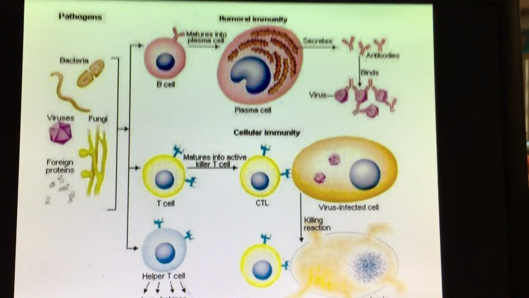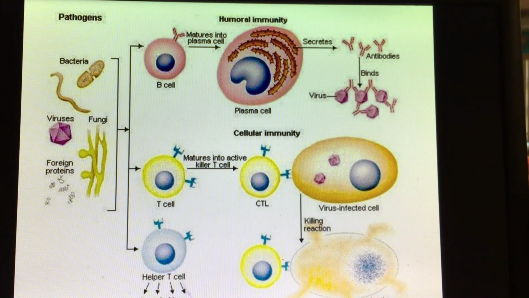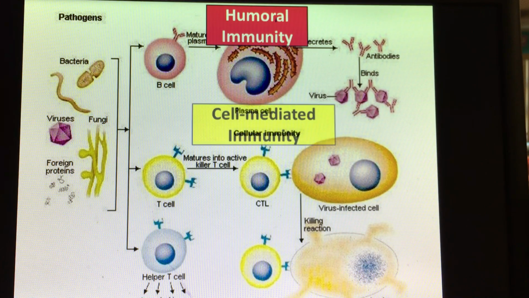So when we look at our immune responses, once we have a pathogen inside of us, we have two options. We have humoral immunity as well as cell-mediated immunity. And so that's what we're going to go into next.